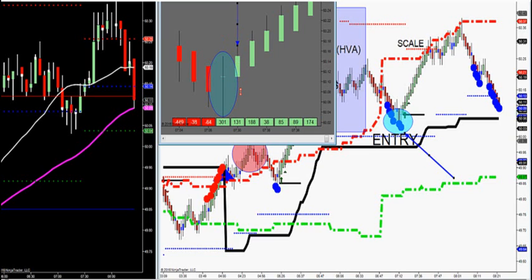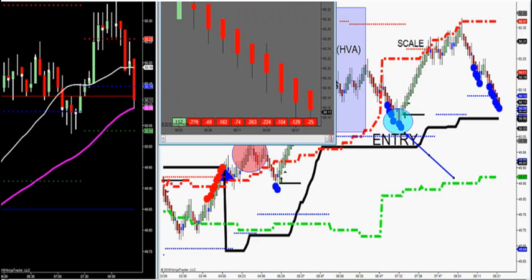Because there's an order imbalance to the sell side, you should have positive market delta to the upside. Okay, so that's what we're looking at there. Now, what happened was we came up to high value area. This is high value area, and this is a great place to scale.